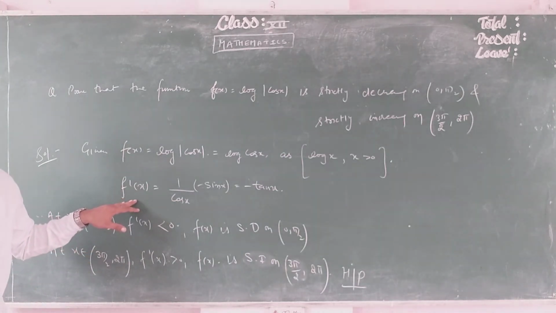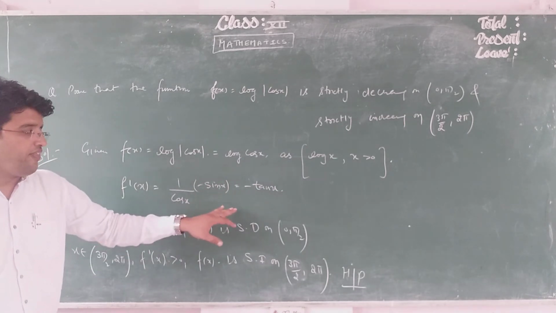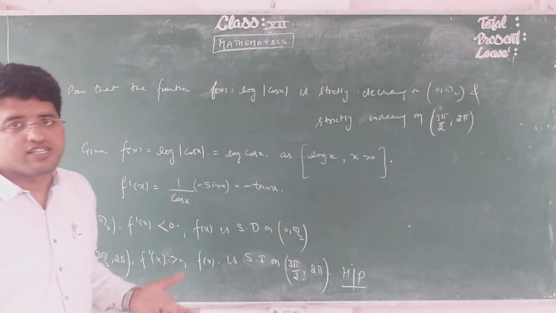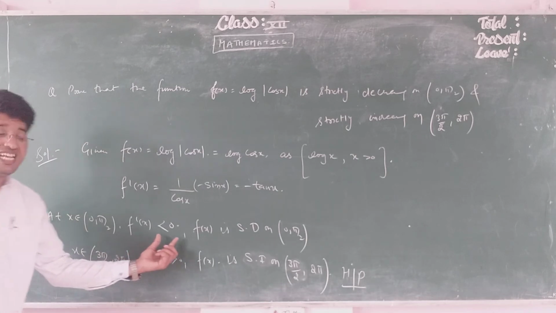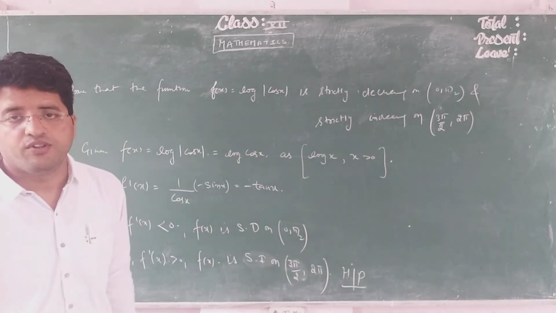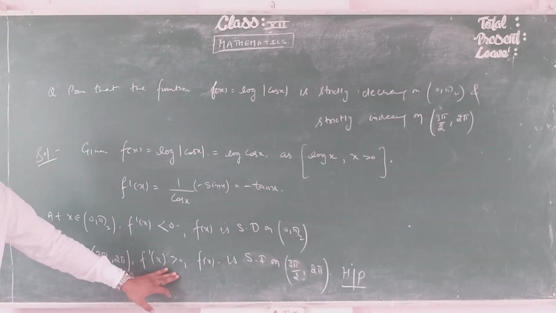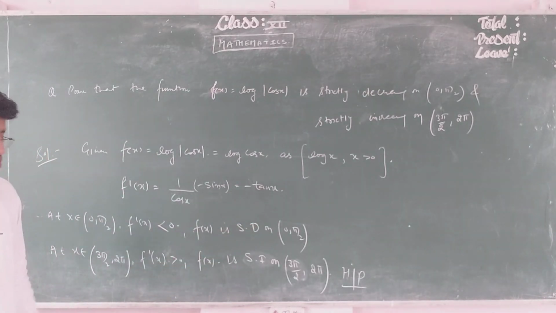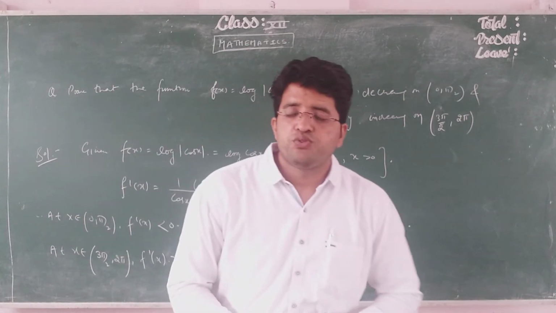So just do the simple differentiation, that is, log of cos x gives 1 over cos x, and the derivative of cos x is minus sin x, so we have minus tan x. Okay, and in the interval we just check the sign. At x belongs to 0 to pi by 2, f dash x is less than 0, it means f(x) is strictly decreasing on 0 to pi by 2, and on 3 pi by 2 to 2 pi, of course, f dash x is greater than 0. How? Of course the tangent there is negative, negative times negative is positive, that's why it is greater than 0, it means strictly increasing on this. Hence proved.